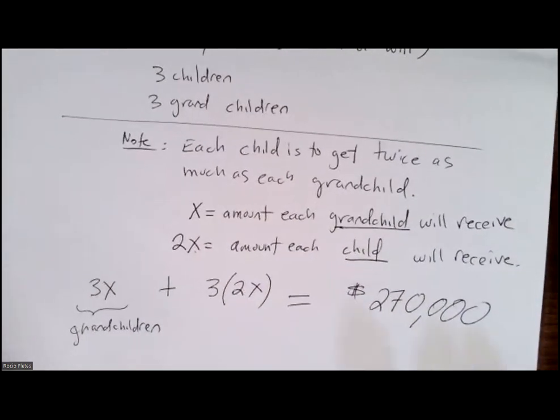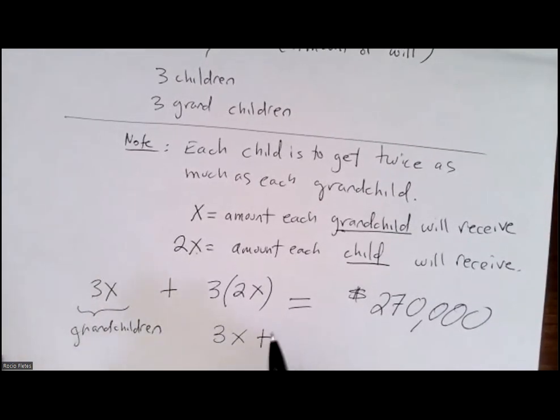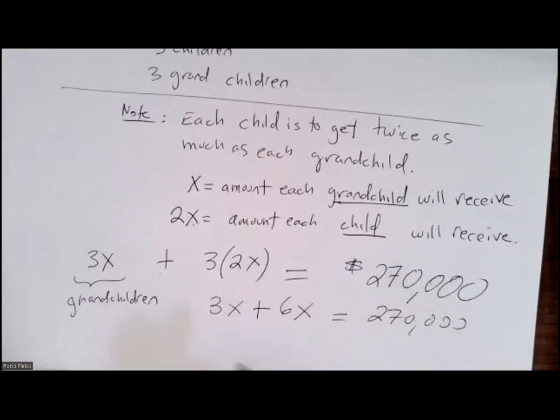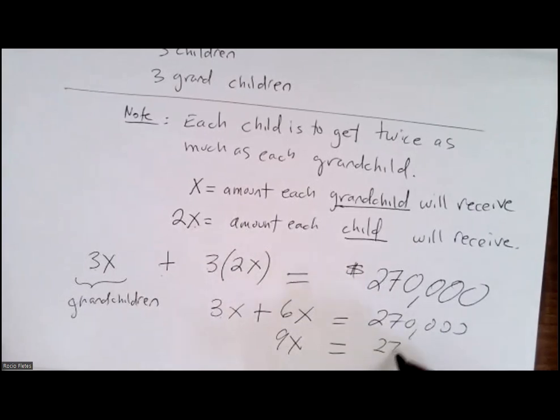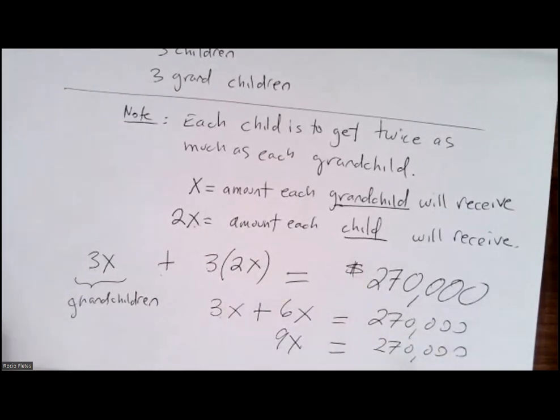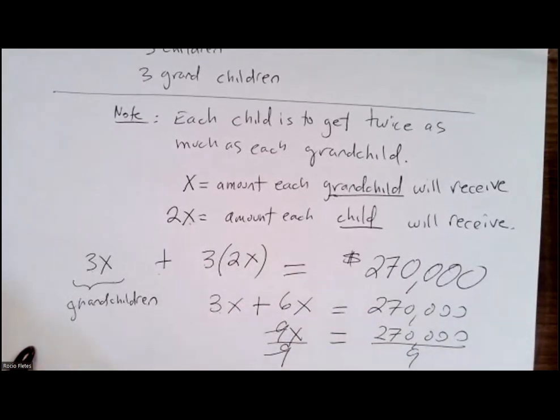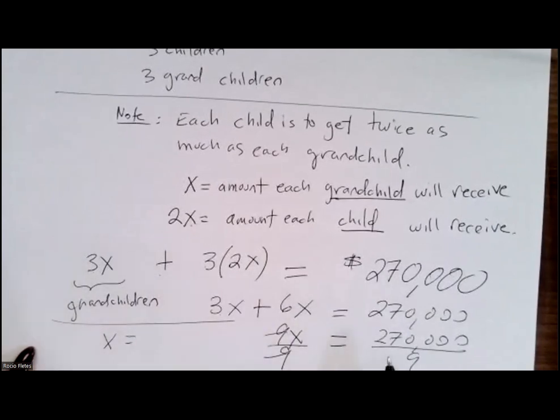Then we get 3x plus 3 times 2x. You multiply the 3 times 2, that's 6, and then you still have x, equals 270,000, right? We combine like terms: 3x plus 6x gives us 9x equals 270,000. And to solve for x, you're going to divide by 9, right? So x equals 270,000 divided by 9, which gives me 30,000.